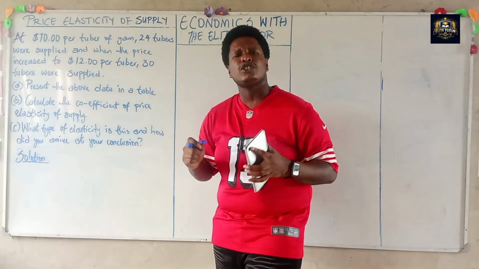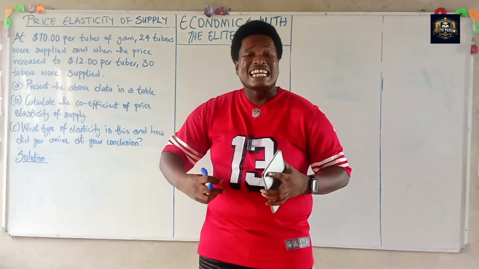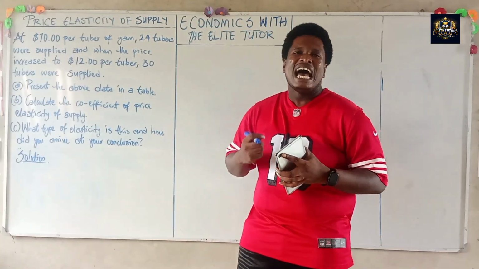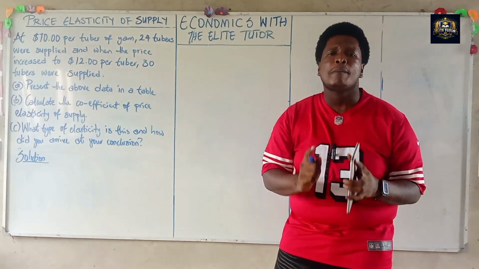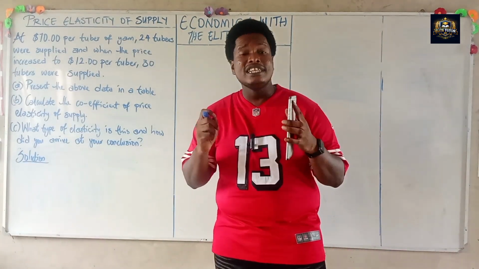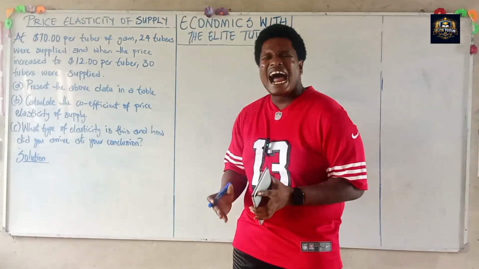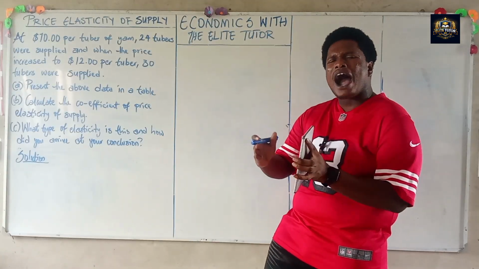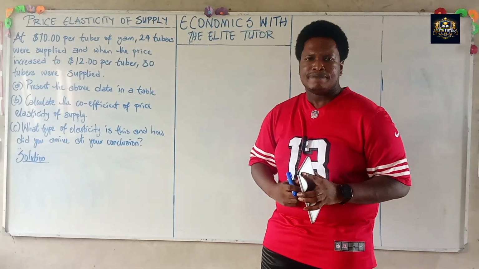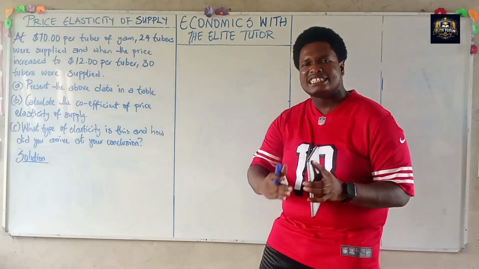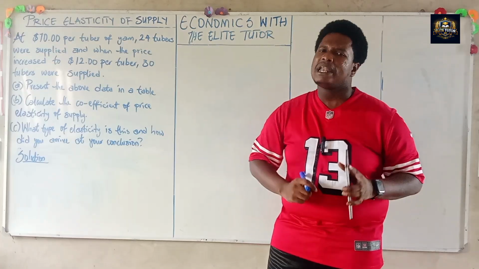Now, when we say inelastic supply, supply is said to be inelastic when a large change in price leads to a small or slight change in quantity supplied. And finally, we have unitary supply. Supply is said to be unitary when an equal change in price leads to an equal change in the quantity of goods being supplied. A 5% increase in price leads to a 5% increase in the quantity supplied.